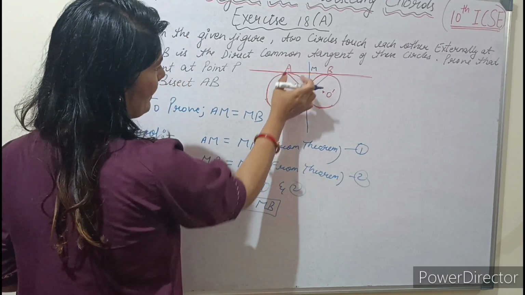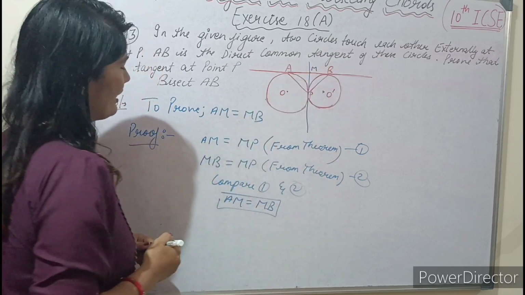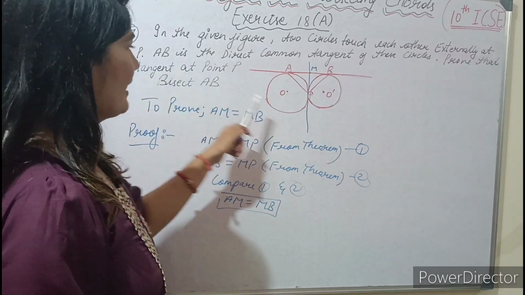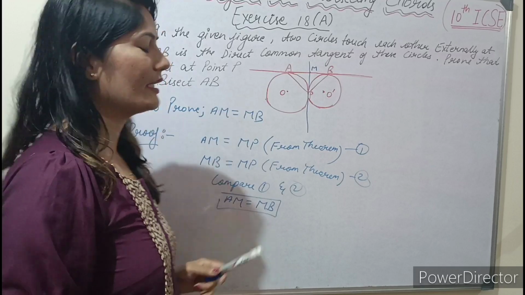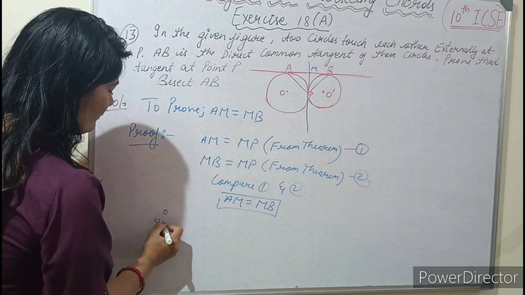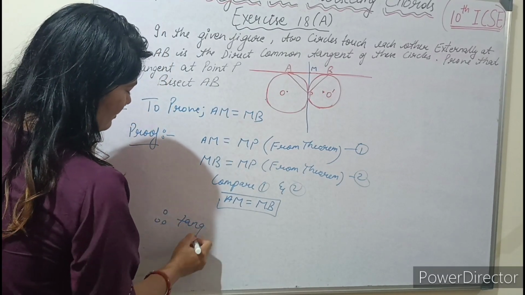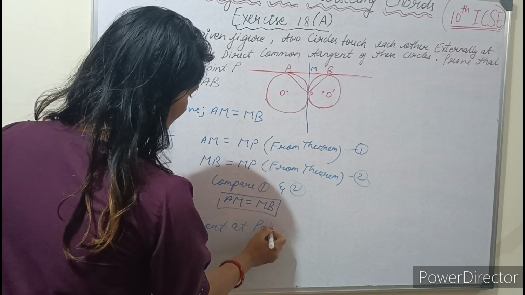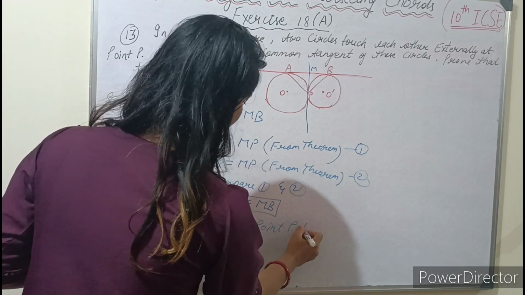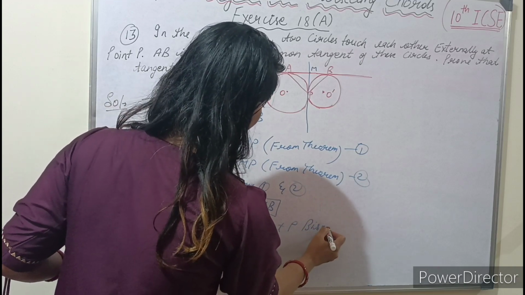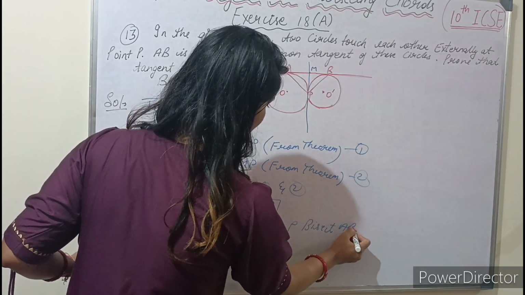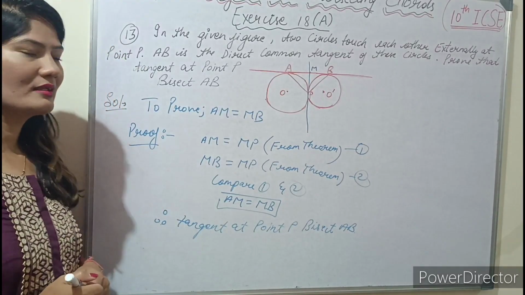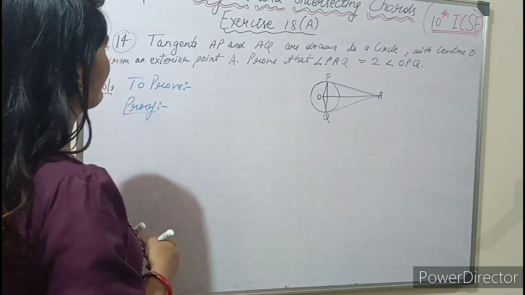So since AM is equal to MB, hence we can say that the tangent at the point P bisects the side AB. So therefore the tangent at point P bisects the side AB. So hence proved.